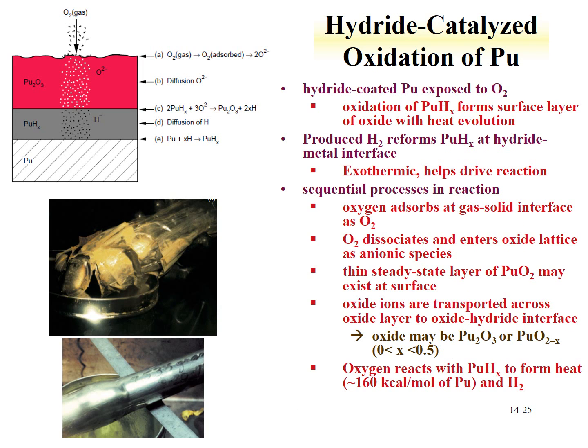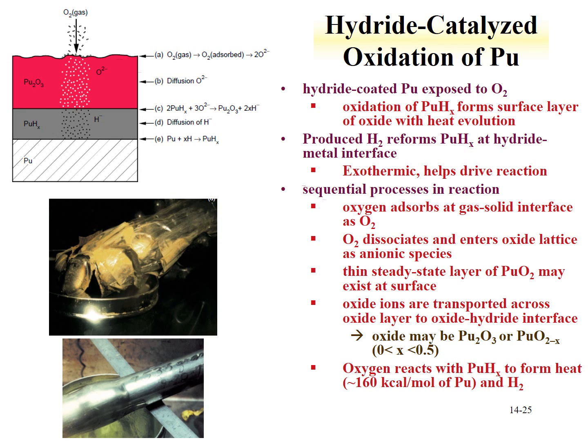And here's more detail about the oxidation of plutonium hydride as we just discussed. So imagine that we have a hydride coated plutonium oxide that gets exposed to oxygen. The oxide reacts with the hydride, forming this plutonium-3 oxide, with the evolution of heat. This forms at the surface. This produced hydrogen then migrates to the plutonium metal layer, where it then forms plutonium hydride. This is an exothermic reaction and helps drive this formation. That's why the kinetics are so rapid. It's almost an autocatalytic type of reaction.